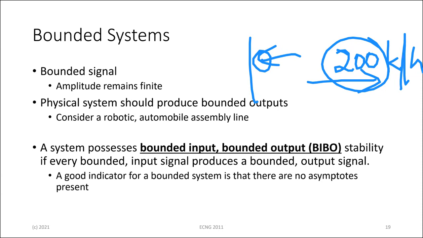Some things are intentionally unbounded. For instance, weapons, right? Explosive devices, those are unbounded and they're designed with that in mind. They're designed to be unbounded in a very specific way. But we're not dealing with that. We're not designing those kinds of things. We are dealing with bounded electrical engineering systems for the most part.